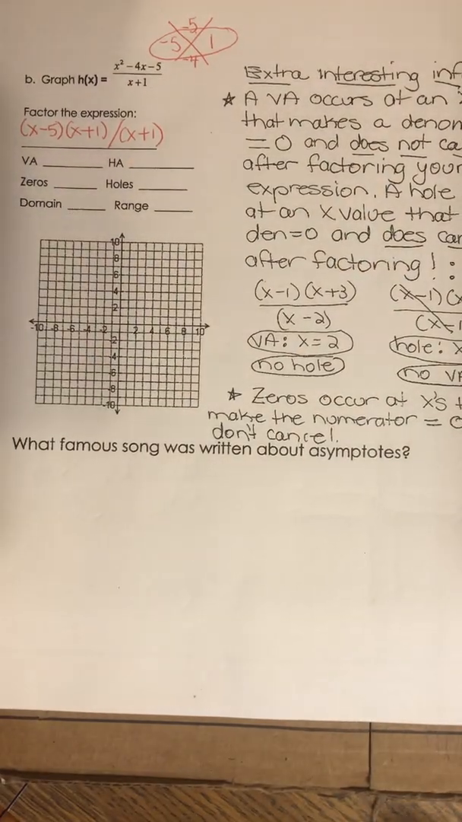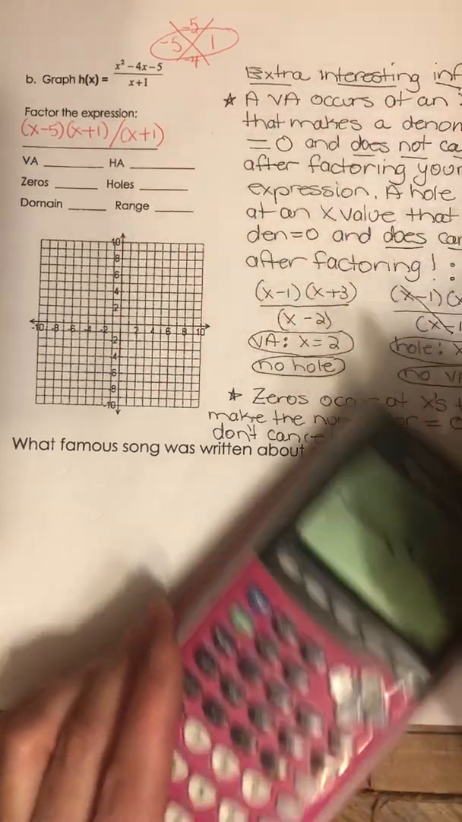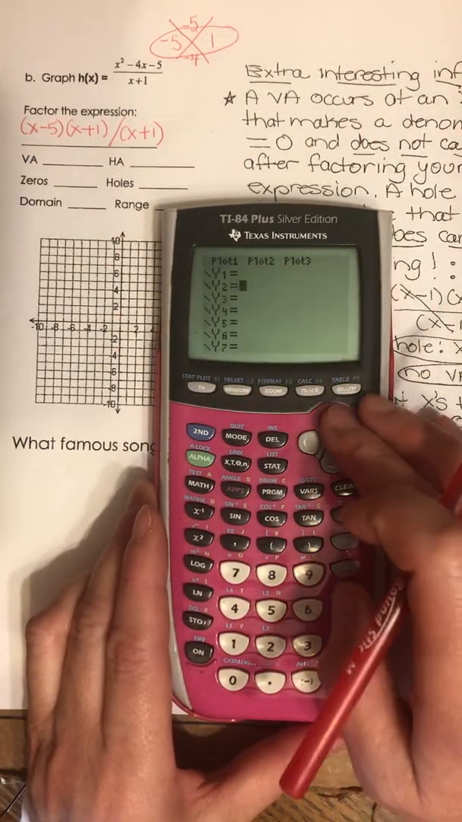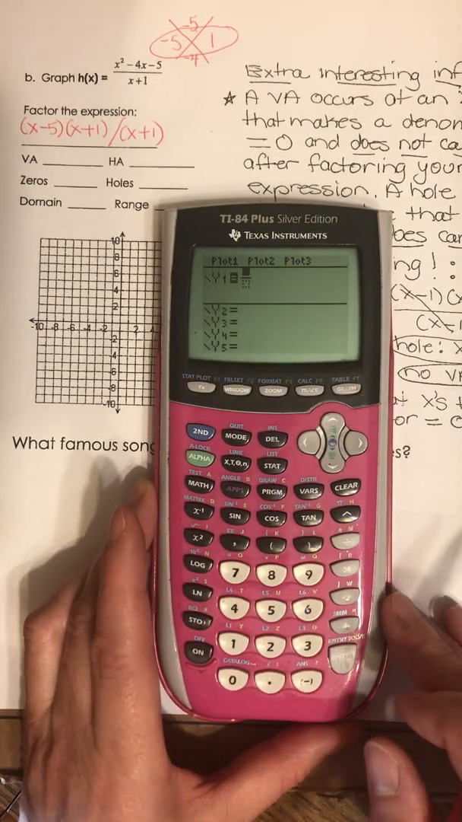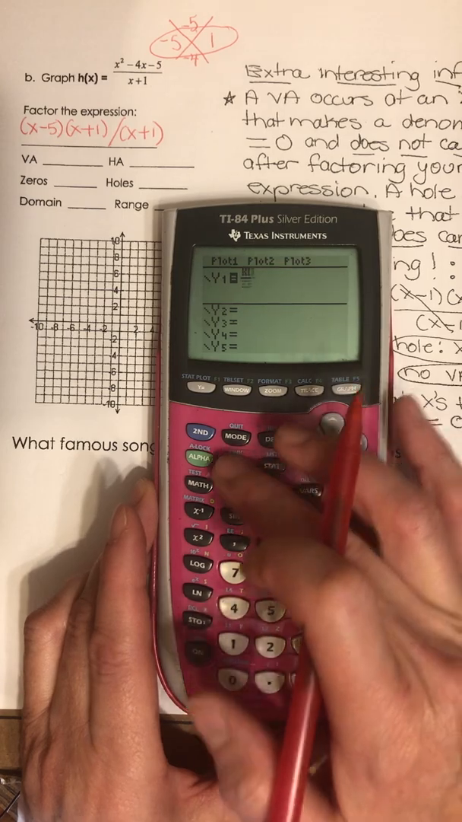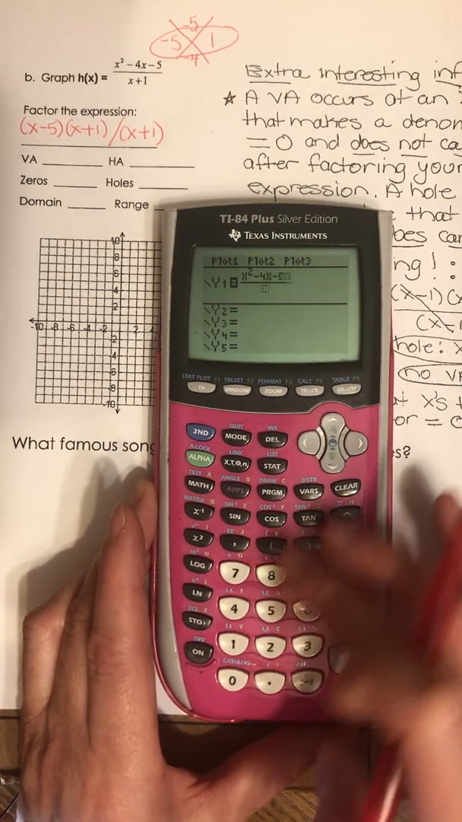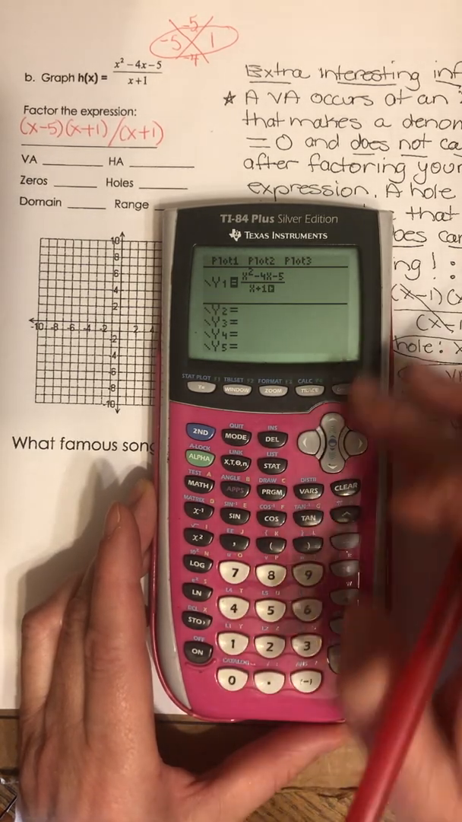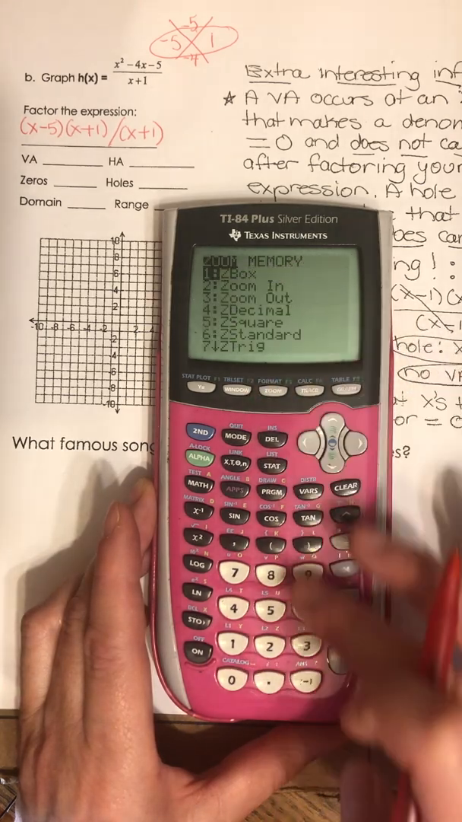Okay, we know how to answer all these questions and graph. So let's clear our y equals screen, and let's use alpha y equals to put our function in carefully. X squared minus 4x minus 5, there we go, over x plus 1. And let's do a Zoom 6.